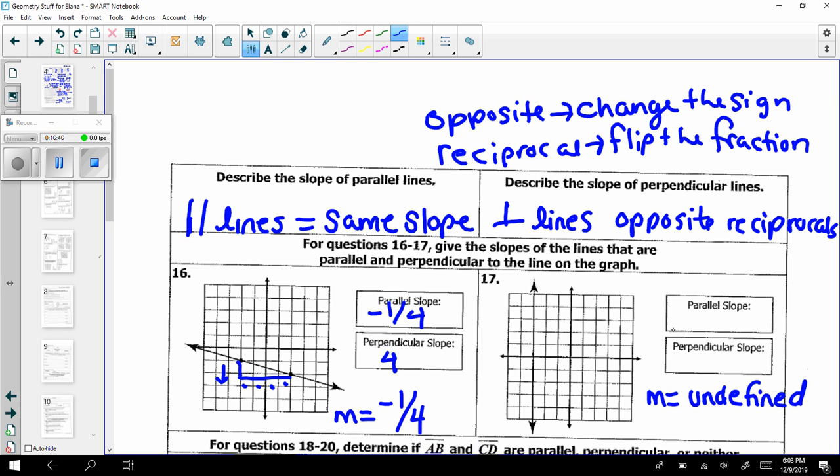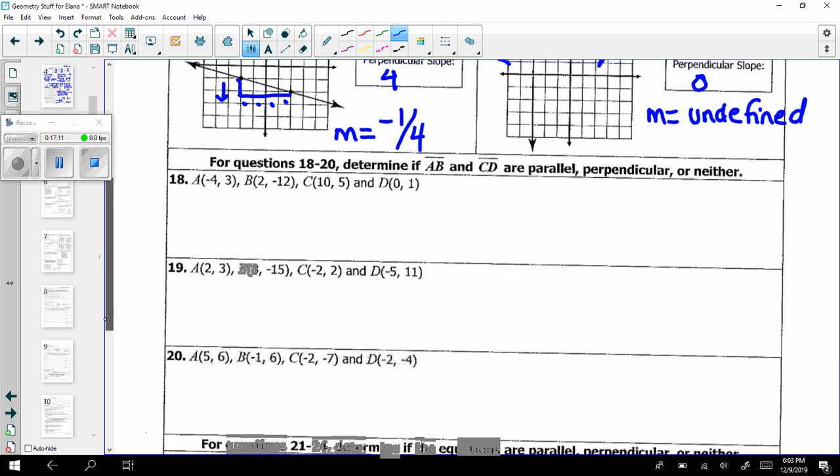The parallel slope would also be undefined, and the perpendicular slope would be 0. Remember, the only way that horizontal and vertical lines are perpendicular is if one's vertical and one is horizontal. Okay, so for these, we're going to determine whether or not these lines are parallel, perpendicular, or neither.